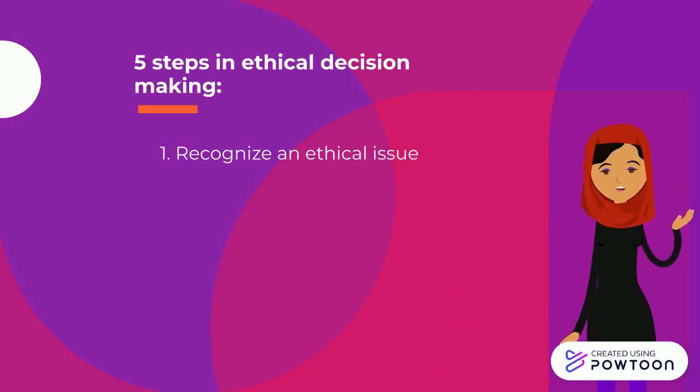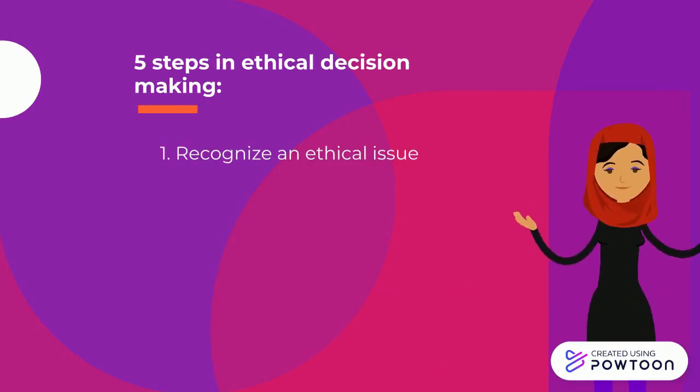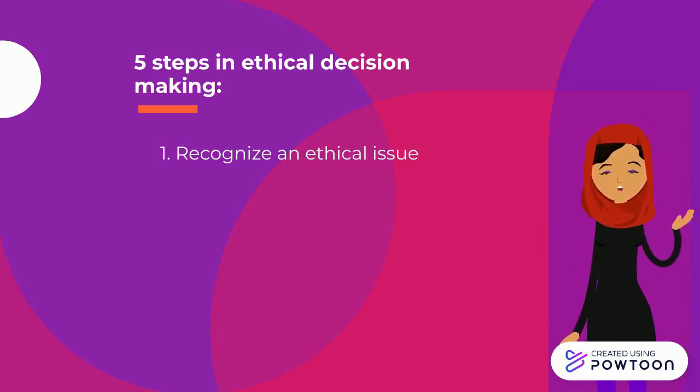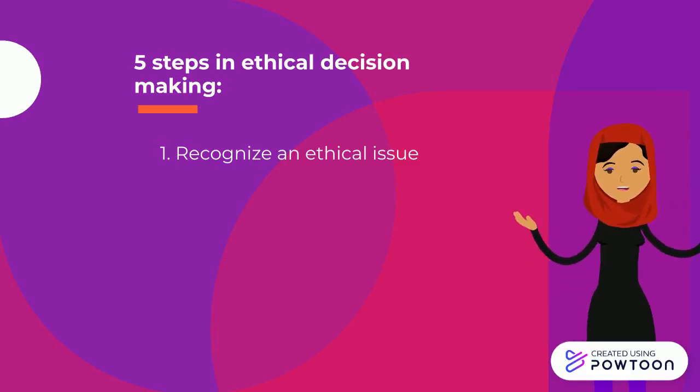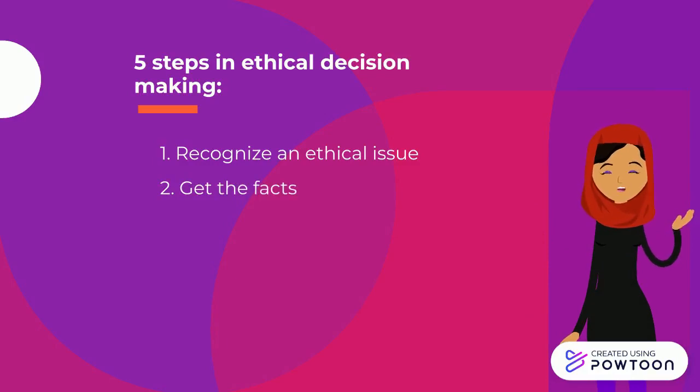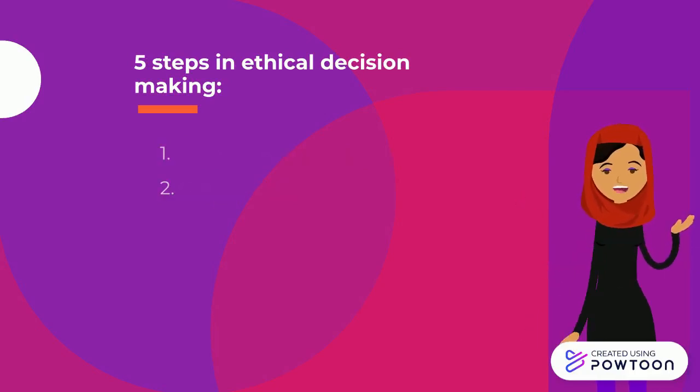What situation or action has created an ethical issue? Is it damaging people? Is there a choice between a good alternative and a bad one? And so on. And then you get the facts. This can be difficult or easy depending on the context. So what facts are directly relevant to the situation at hand? Do we have enough information to make the best decision?